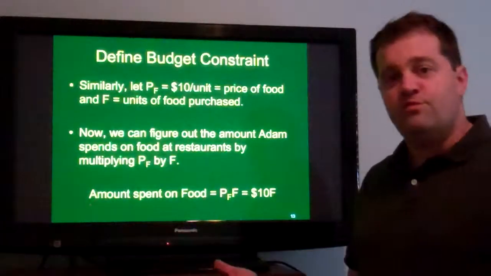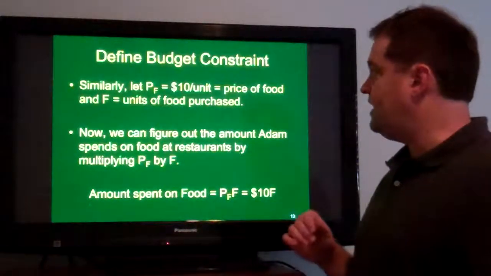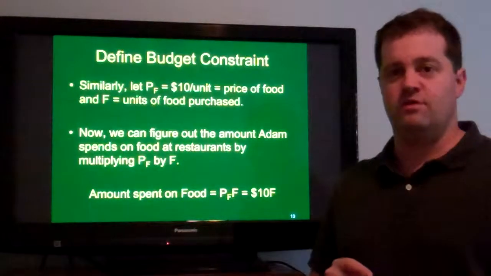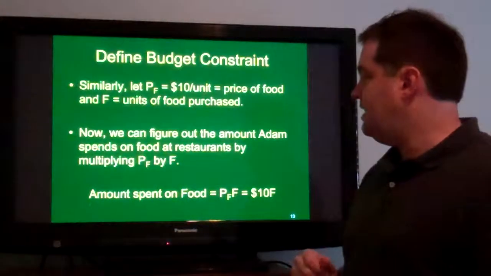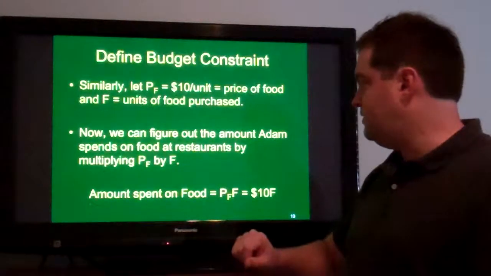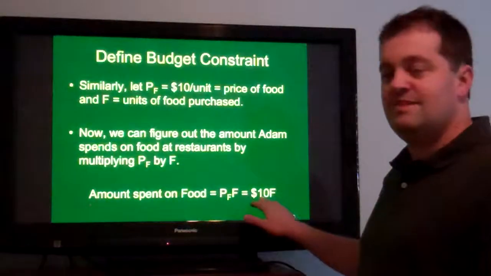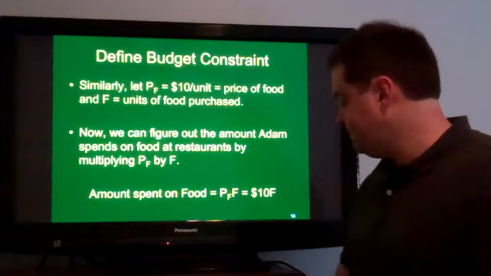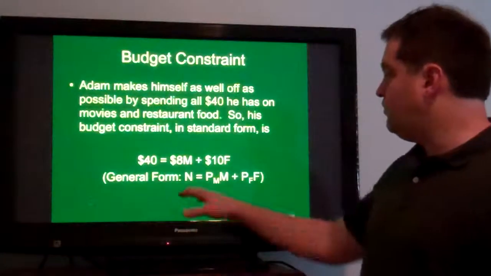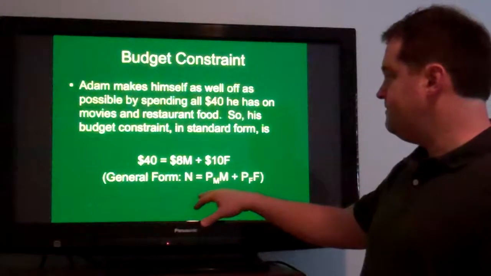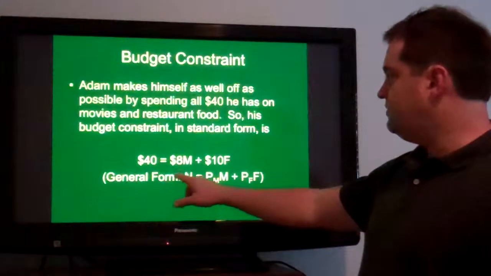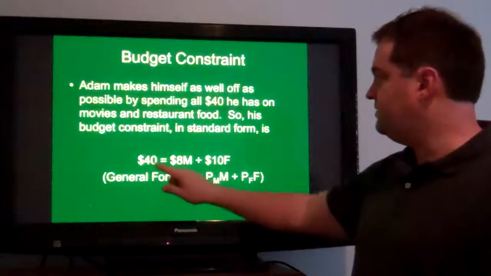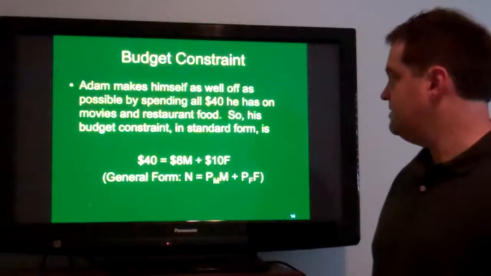And then similarly for food, the price of food is $10 per unit. If we multiply that by F, the number of units of food he's going to consume, we get the amount he's going to spend on food. That's just $10 times F, given the current prices. So if we sum the amount he spends on movies plus the amount he spends on food, we should get $40.